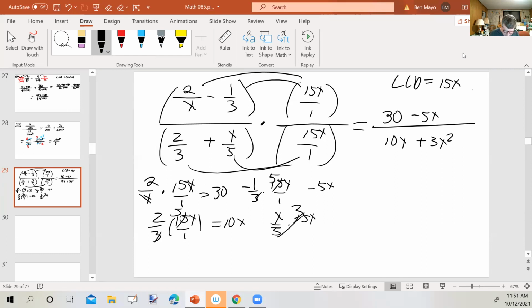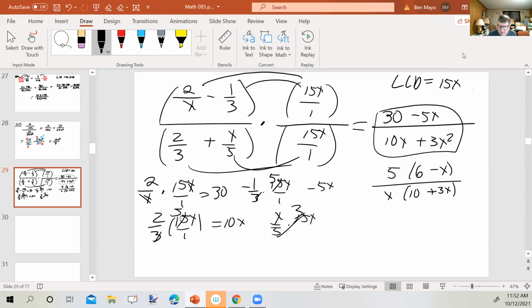Okay, hang on a second here. Now, let's see. I could factor a 5 out of the top, and I could factor an x out of the bottom. Unfortunately, that doesn't do anything for me, so I'll go back to there. But again, you want to look for factoring to see if you can reduce out a common factor.